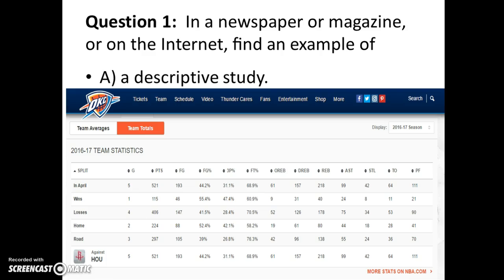A descriptive study gives information in an organized way, and it summarizes information. So here I got descriptive statistics of the Oklahoma City Thunder basketball team. It gives you information about how many games they played, how many of them they won, how many they lost, and how many points they got from each, or actually in total. All of this, as you see, is in an organized way, and it is a summary. So this is an example of a descriptive study.